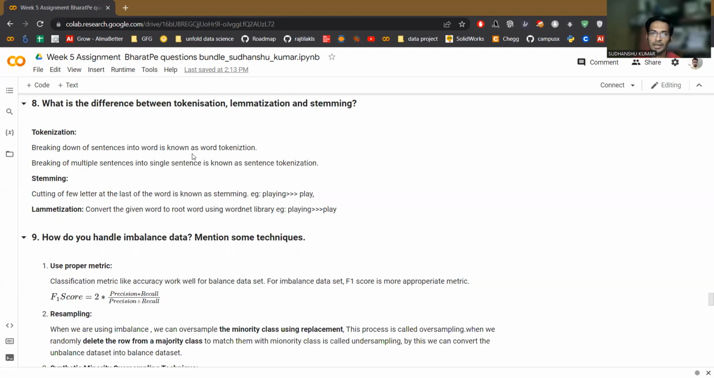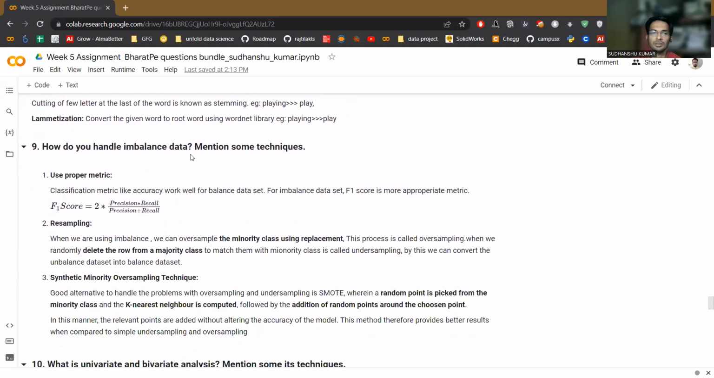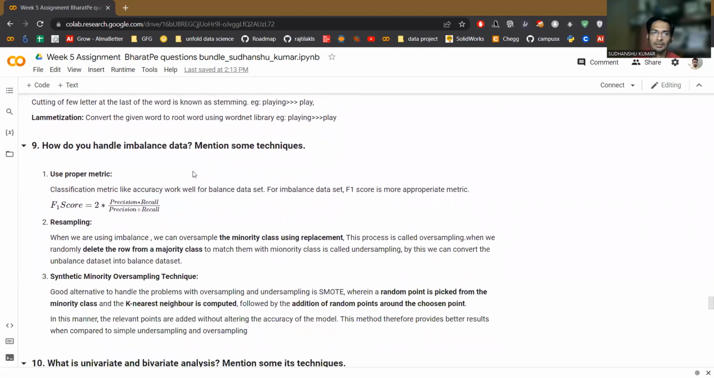How to handle imbalanced data? Mention some techniques. In imbalanced data, some categories are in the majority class and some of them in the minority class. To avoid this problem, we apply certain methods so that we can convert it into balanced classes, and we work on them. Finally, we apply it to the model.